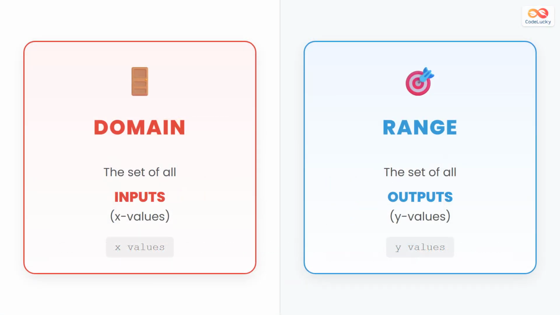When we have a whole set of these pairs, we can group the x and y values separately. The set of all input values, or x values, is called the domain. The set of all output values, or y values, is called the range. Think of the domain as what goes in and the range as what comes out.